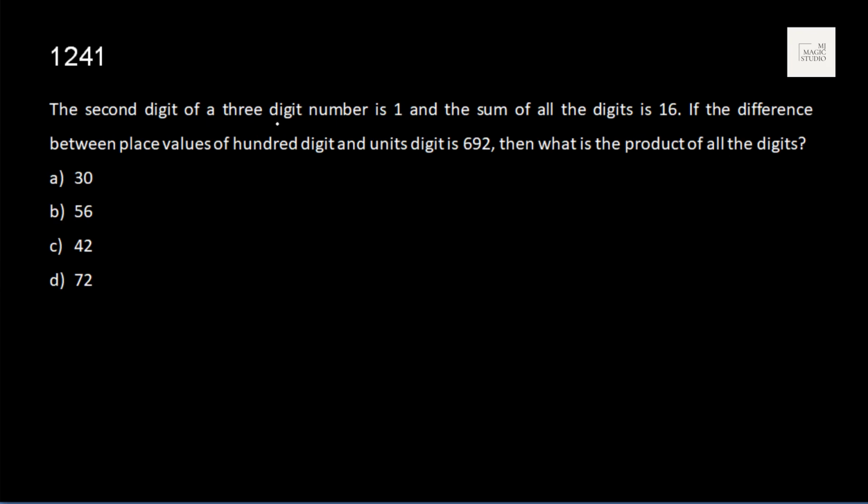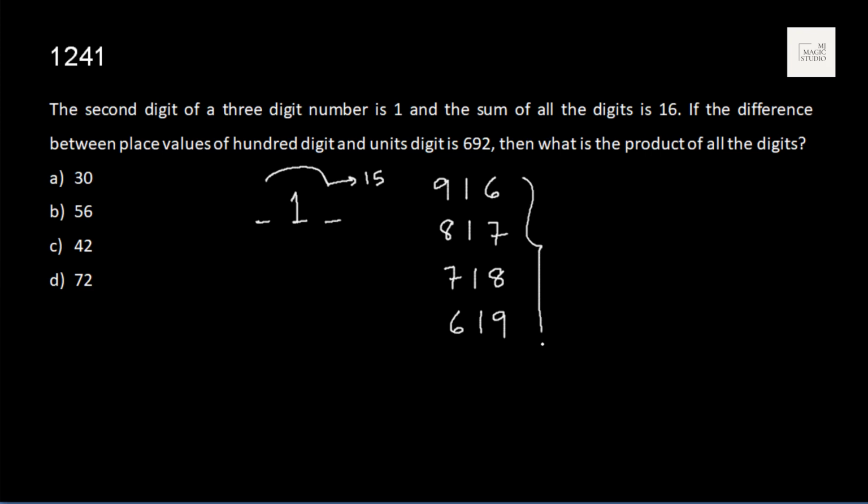The second digit of a 3-digit number is 1, and the sum of all the digits is 16. That means the sum of the other two digits should be 15. So what can be the numbers if the sum of these two digits is 15? It can be 916 or 817 or 718 or 619. So we have only these four options with us.